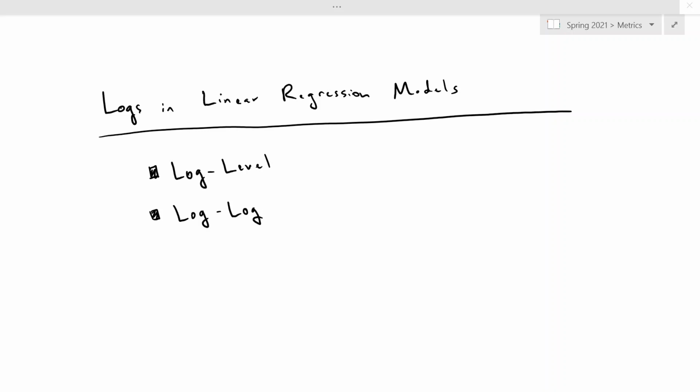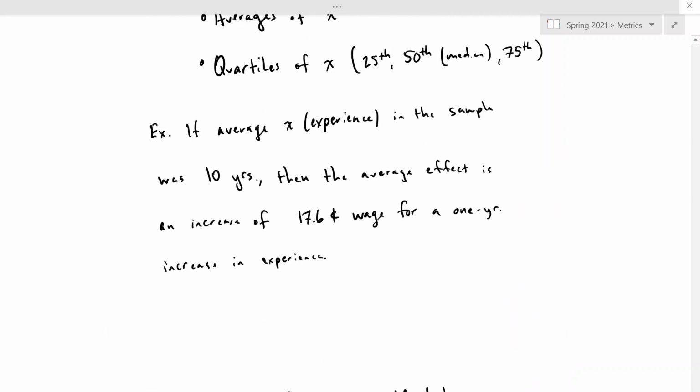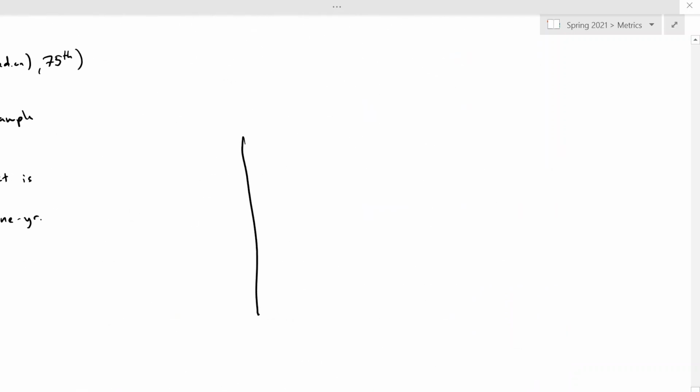Hi everybody, welcome back. We're continuing our series on nonlinearities in linear regression. In the last video we looked at how we can incorporate quadratic formulas and relationships into a linear regression model whenever we're trying to model something that has a diminishing sort of effect. The example we used was experience on wages.